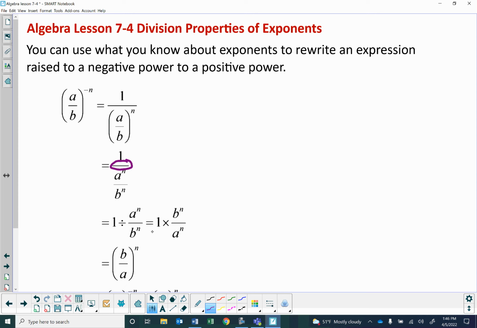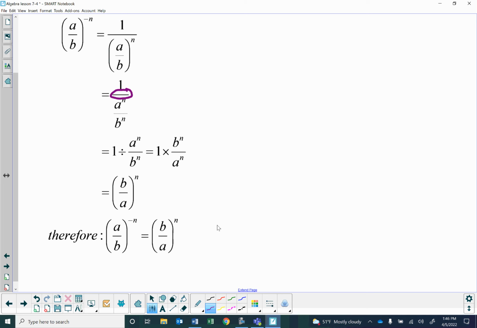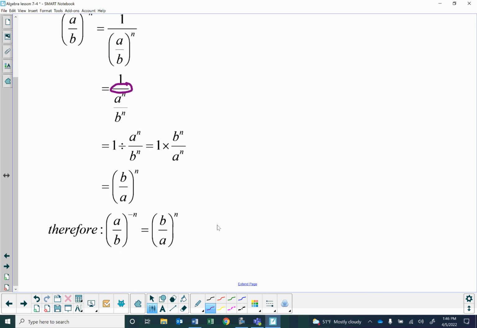Well, when you divide, you multiply by the reciprocal. So 1 divided by a to the n over b to the n becomes 1 times b to the n over a to the n, which when we distribute that becomes b over a to the nth power. Which leads us directly to, if I have a divided by b and I take that to the negative nth power, that's the same as saying b over a to the positive n power. Notice how everything changed positions except for the n, and changed signs. A moved to the denominator, b moved to the numerator, and the n became positive.